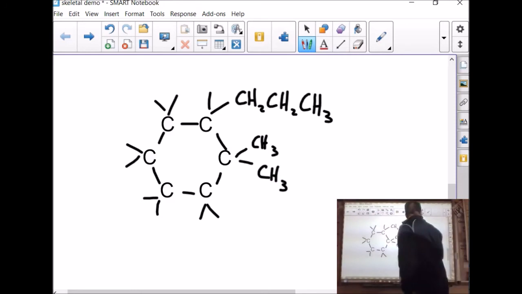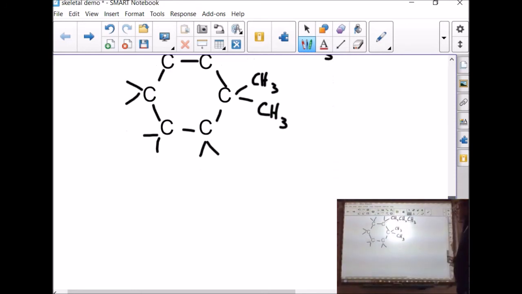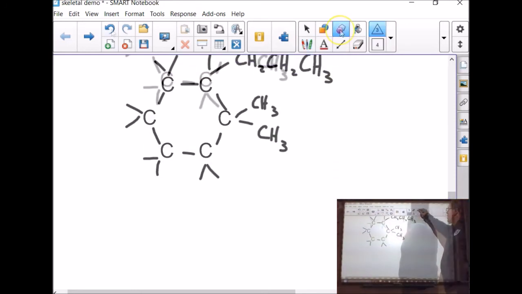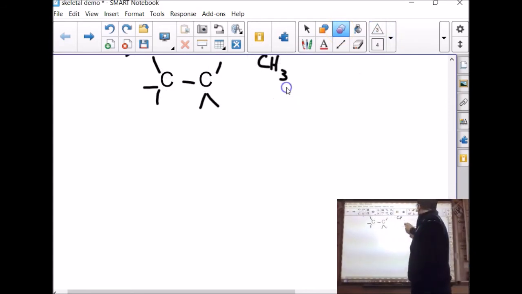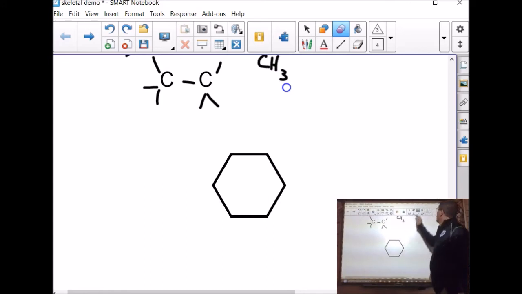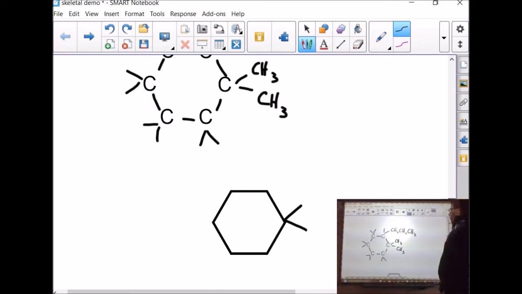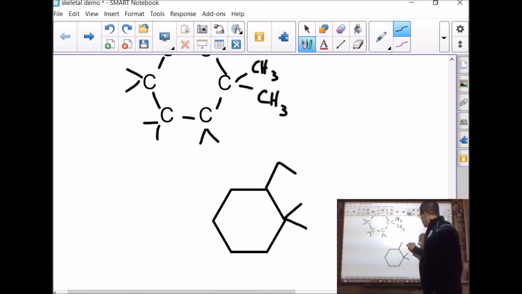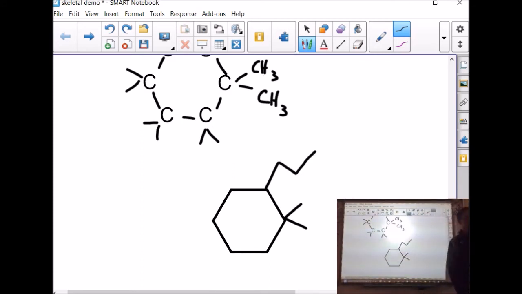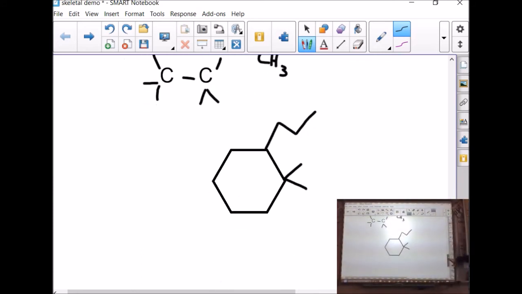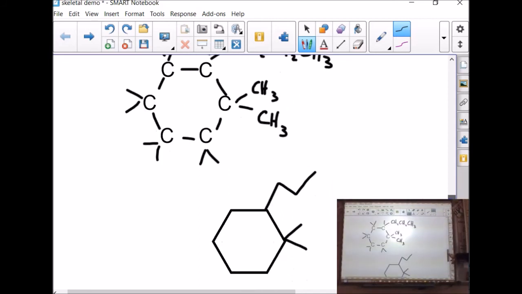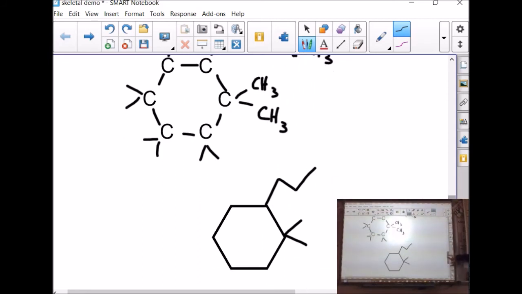Good. Now the nice thing about this is we have our hexane. So I'm going to cheat here. Hexane is 6, so I'm cheating here. I apologize. And we want to go with a methyl, 1, 2, and what was the other one? Propyl. So 1, 2, 3. So that looks like that. That's a lot cleaner, isn't it?